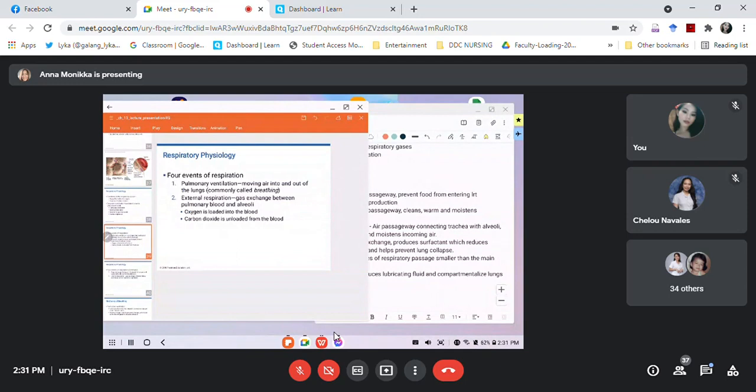So for the events of respiration, you have your pulmonary ventilation. It is the moving of air into and out of your lungs, commonly called breathing. You have your external respiration, the gas exchange between pulmonary blood and alveoli. Oxygen is loaded into the blood, and carbon dioxide is unloaded from your blood. Your respiratory gas transport transports oxygen and carbon dioxide via your bloodstream. You also have your internal respiration, the gas exchange between your blood and tissue cells in systemic capillaries.